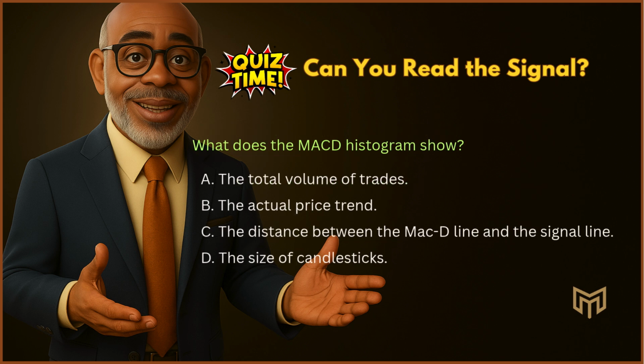Question 3. What does the MACD histogram show? Is it A, the total volume of trades, B, the actual price trend, C, the distance between the MACD line and the signal line, or D, the size of candlesticks? Consider what those bars are telling you about momentum.